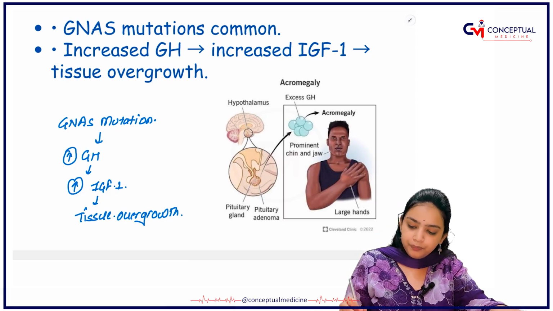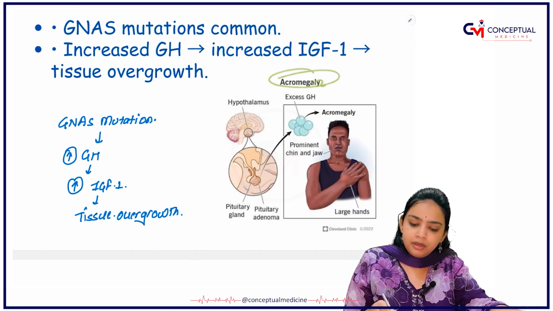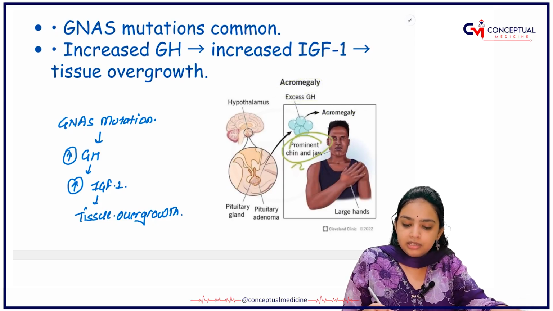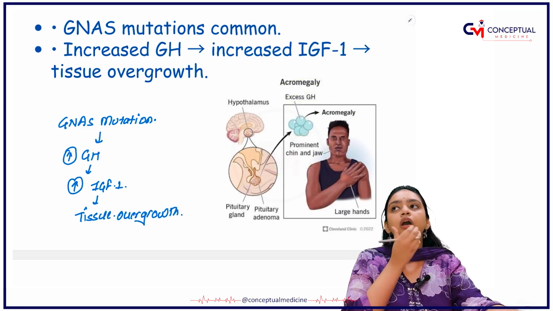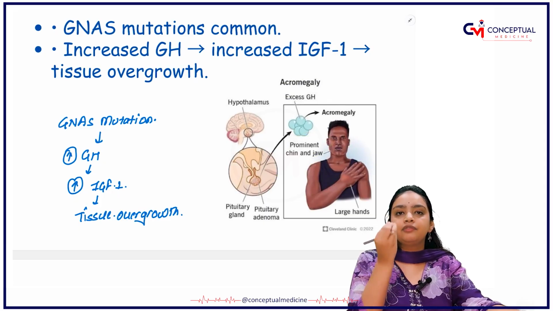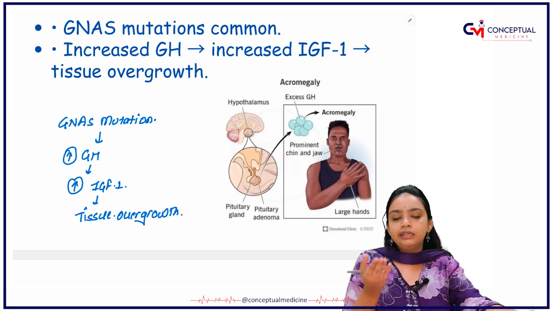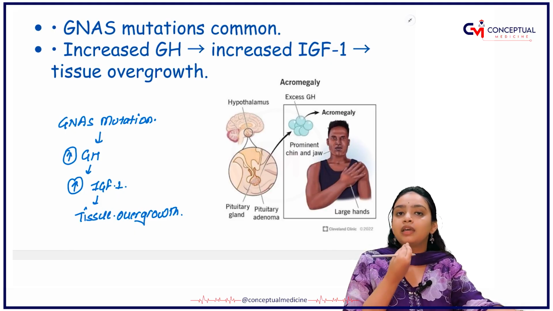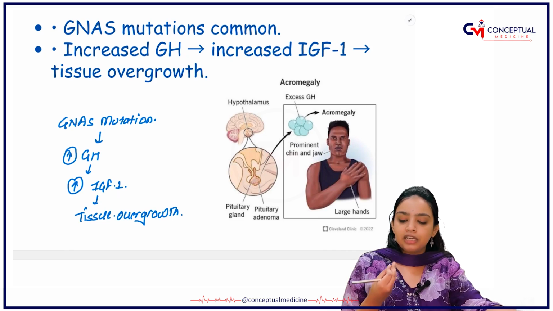So, see this diagram. In acromegaly, there is excessive growth hormone secretion. Then there is prominent chin and jaw. If you have ever seen the picture of Great Khali, then you know that the chin of that person is very prominent, and very sharp also.